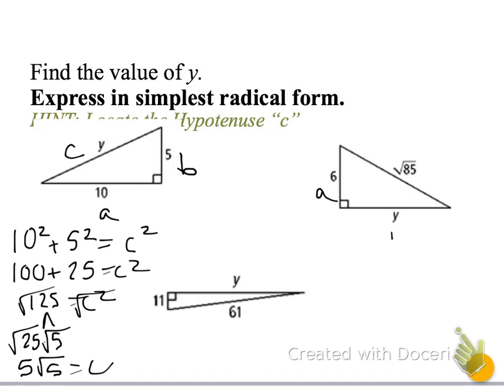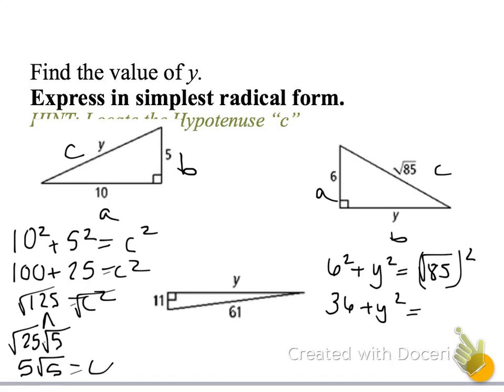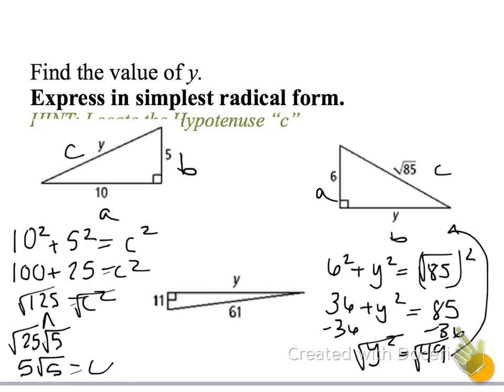So my next one, A, B, C, we're going to do 6 squared plus y squared equals the square root of 85 squared. So 6 squared is 36. When you take the square root of a square root, that square root cancels, so it's just left with 85, because they're basically opposites of each other. So now let's subtract 36. So y squared equals 49. To get rid of that squared, we have to do the opposite, so square root. The square root of 49 is 7. So y equals 7. I'm going to erase this so that I can do the next one over here.